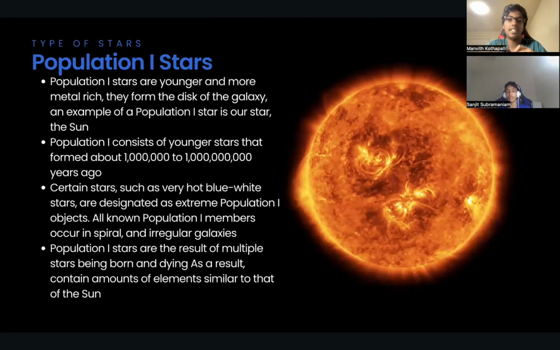They also have been detected in some young irregular galaxies, possibly when two galaxies collide, as mentioned in the previous video. Population 1 stars are the result of multiple stars being born and dying. As a result, such objects contain iron, nickel, carbon, and certain other heavier elements in levels that approximate their abundance in the sun. Like the sun, however, they must consist mostly of hydrogen, about 90%, and helium, up to 9%.